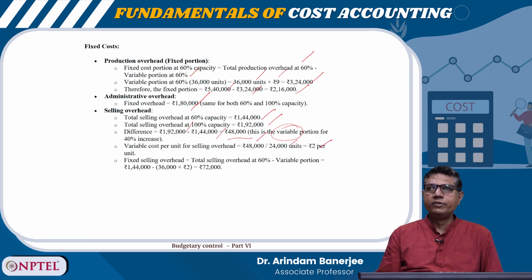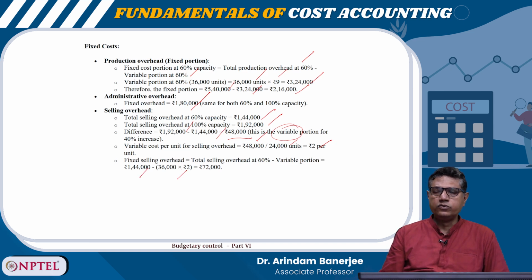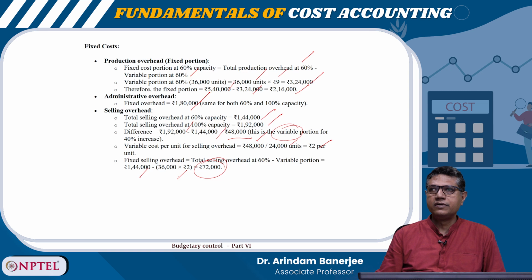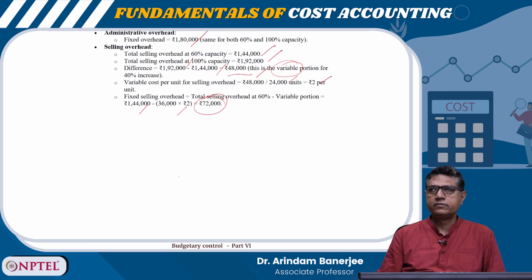Fixed selling overhead will be what? Total selling overhead minus variable overhead. So, total selling overhead is 1 lakh 44 minus 36,000 into 2, that is 72,000, right. Okay. So, this will be my fixed selling overhead.